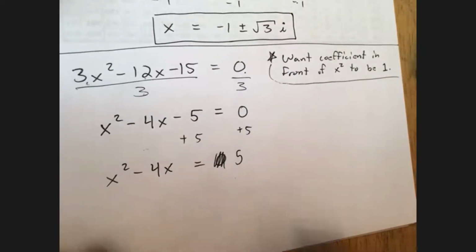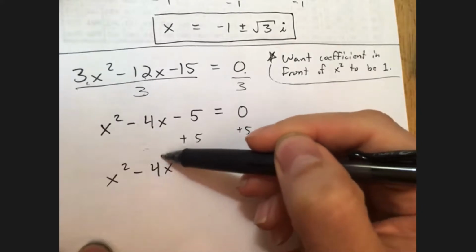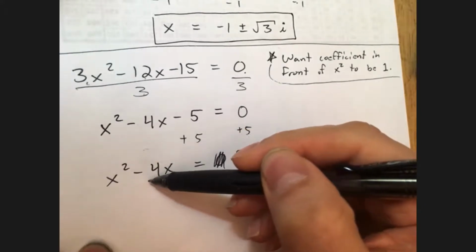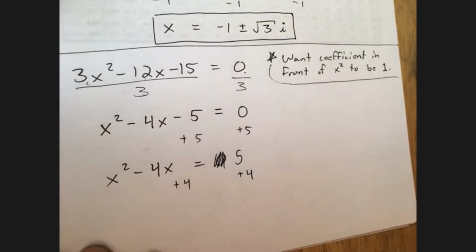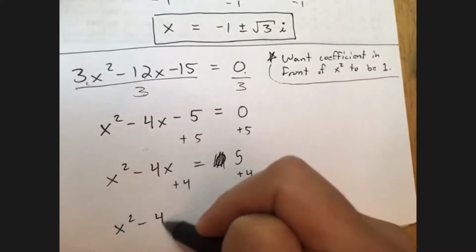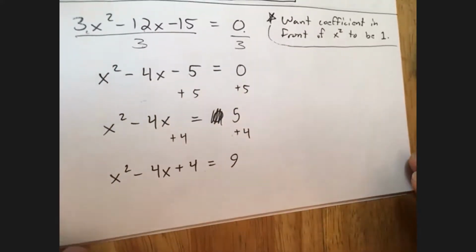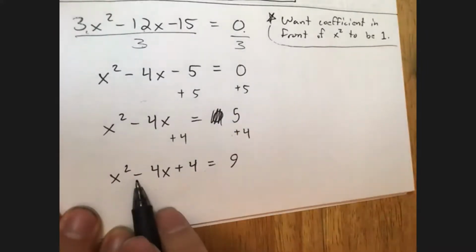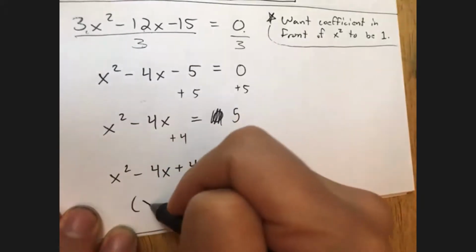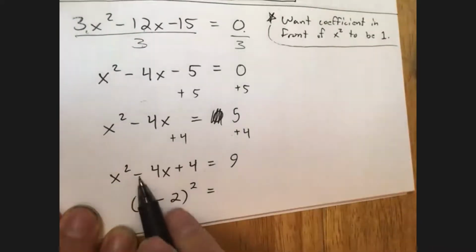Now I want to add something to both sides. Well, what is that something going to be? Well, I always take half of this number and square it. So half of 4 is 2. 2 squared is 4. So I'm going to add 4 to both sides. So we get x squared minus 4x plus 4 equals 9. And the reason I did that, that's completing the square. This has become a perfect square. Now notice the minus sign here. That means it's going to be of the form x minus half of this squared. If that's a minus, this is a minus.